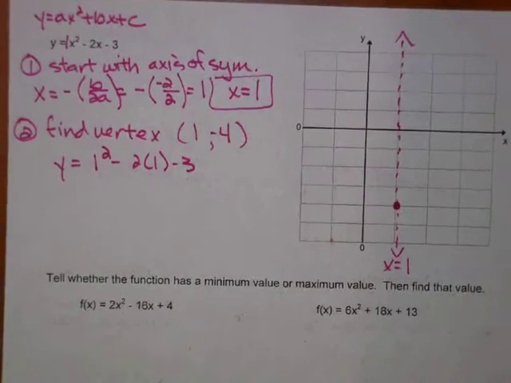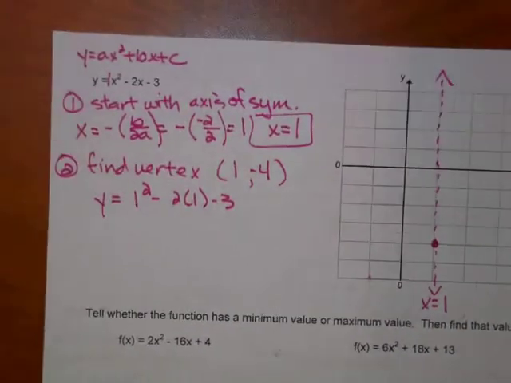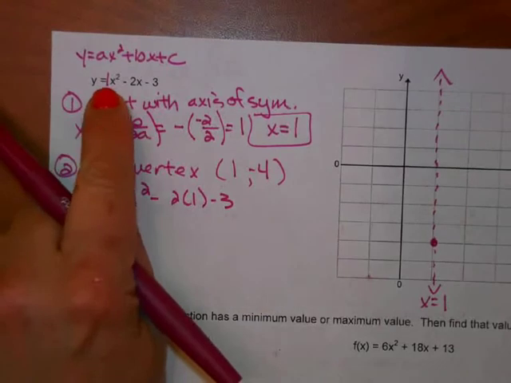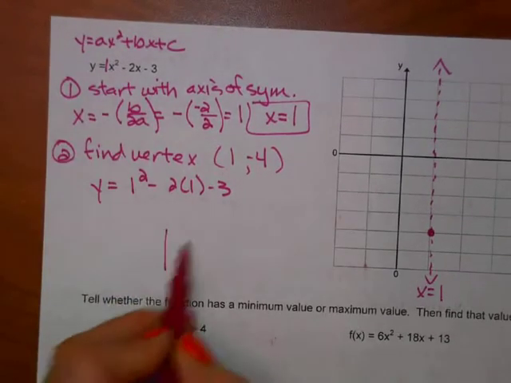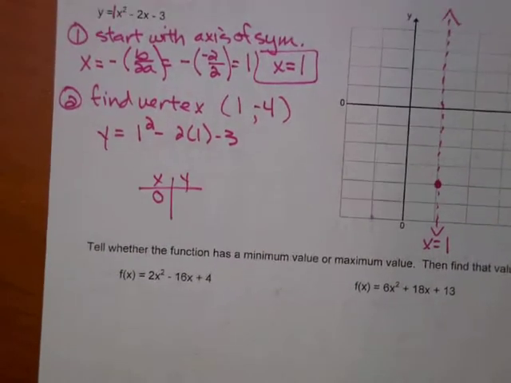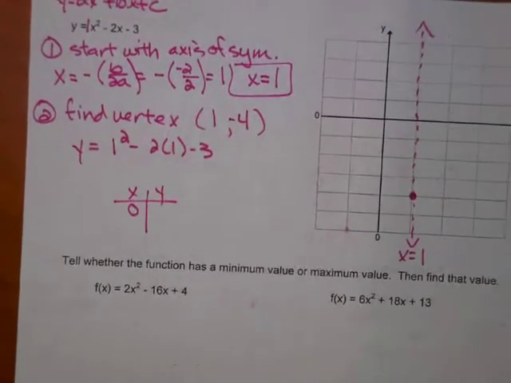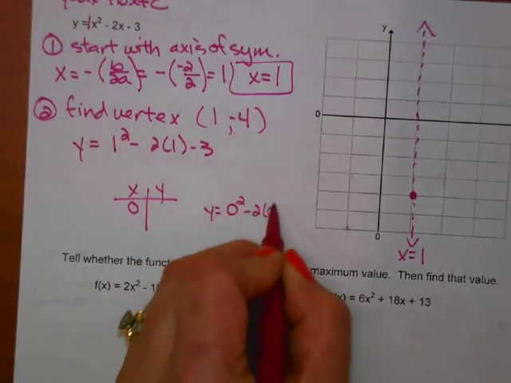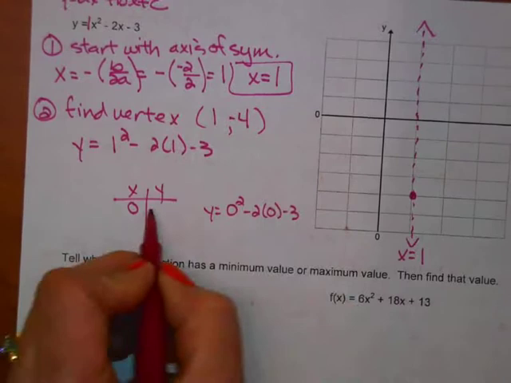We need one other point. Is this going to open up or down? Up. And I know that because the 1 is positive here. So let's just do 0. 0 is the easiest point to do. So you plug in 0. Y equals 0 squared minus 2 times 0 minus 3. That would be -3.